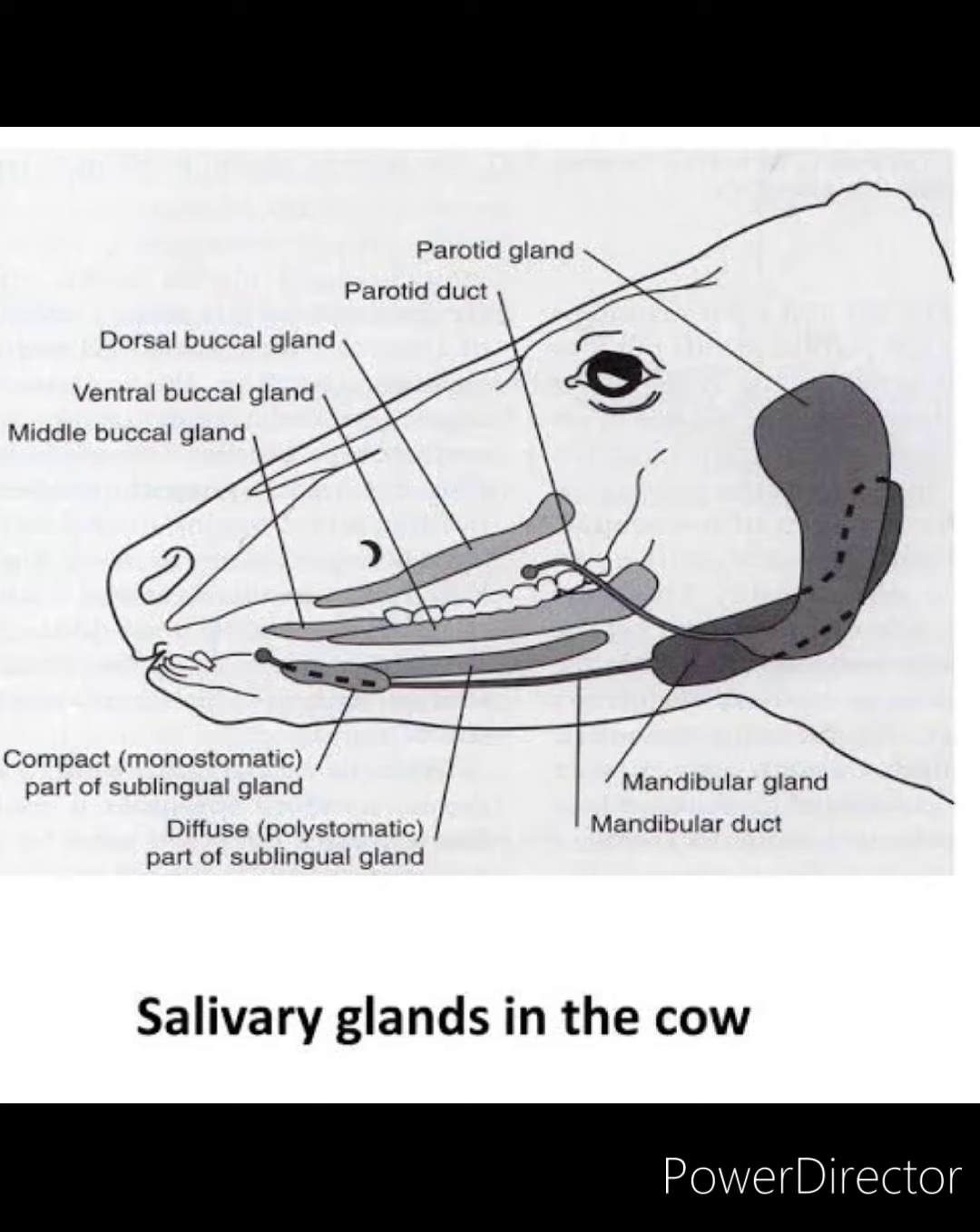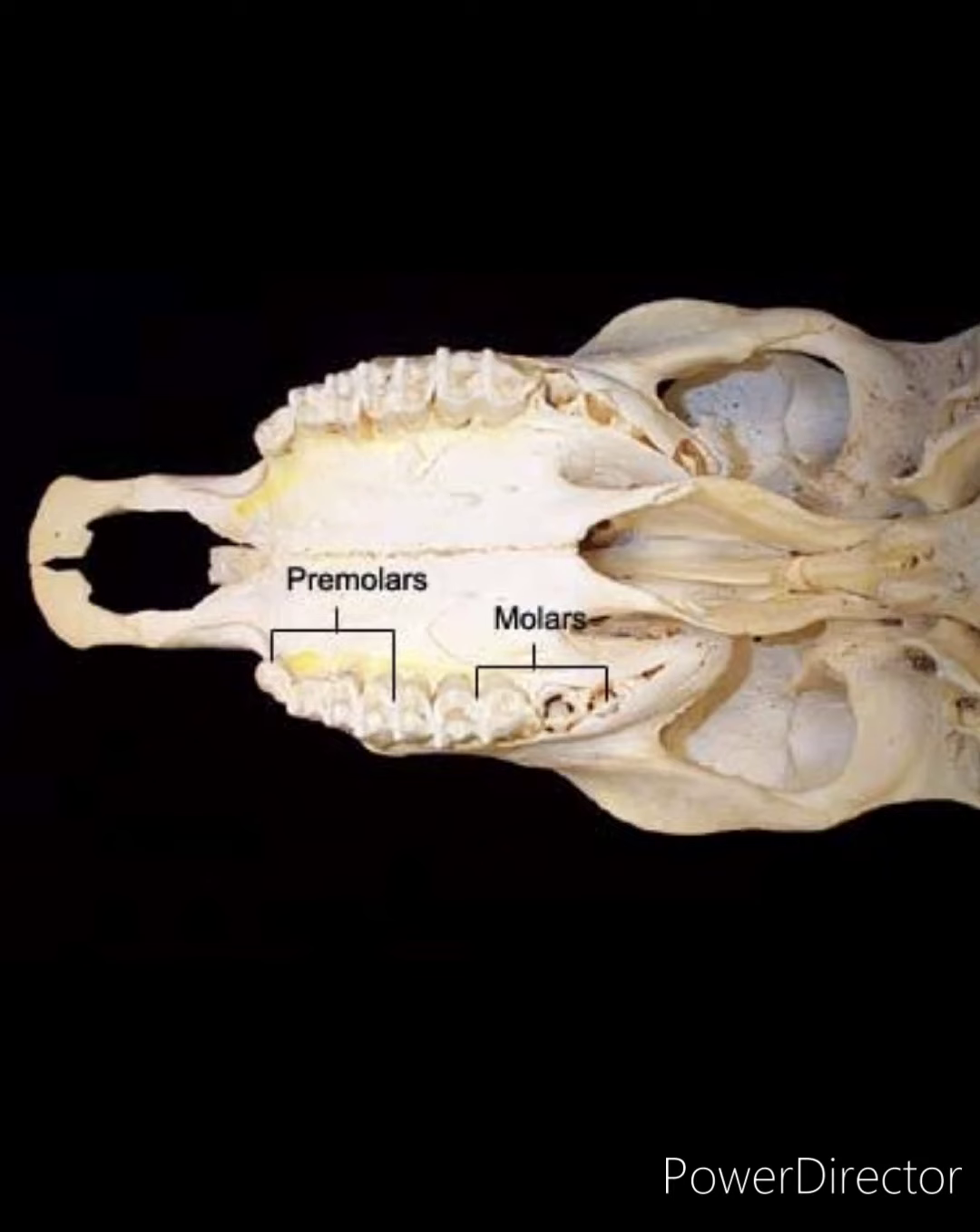In salivary glands, we have the parotid gland, parotid duct, dorsal buccal gland, ventral buccal gland, middle buccal gland, compact monostomatic part of sublingual gland, diffuse polystomatic part of sublingual gland, and mandibular gland and mandibular duct. Next, we have the teeth of a ruminant.